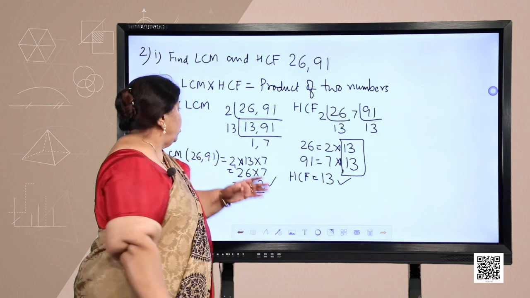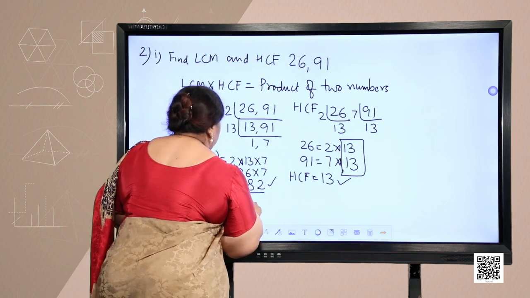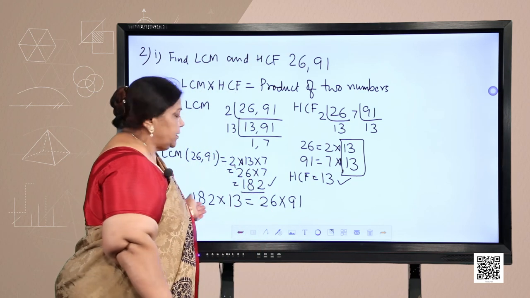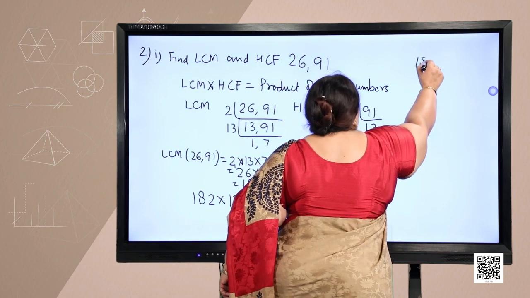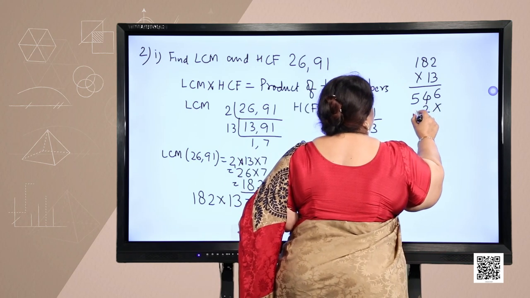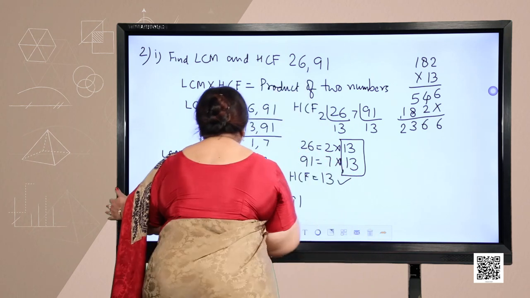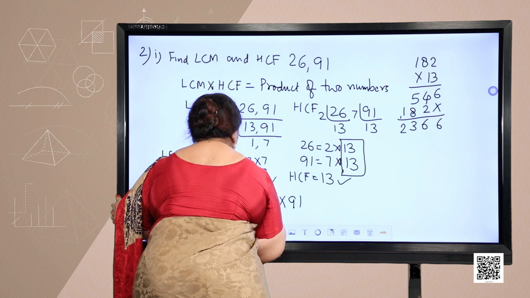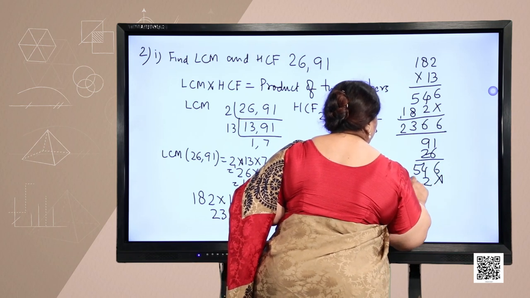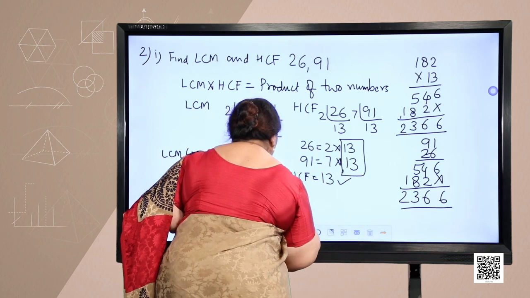Now, the question demands the verification also, LCM into HCF. So, what is LCM? 182 into HCF, that is 13, is equal to product of two numbers. What were the numbers? 26 into 91. We need to verify LHS is equal to RHS. Let us see. 182 multiplied by 13, I get here 2366. And what is 91 into 26? Yes, I get LHS is equal to RHS.